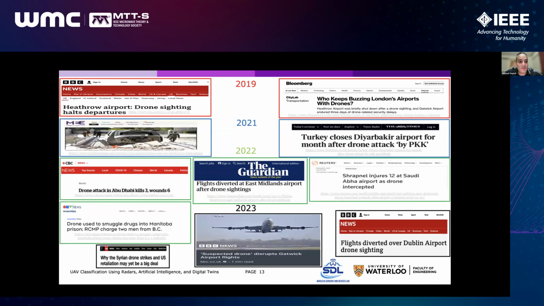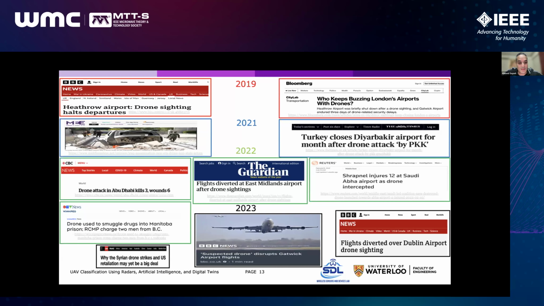In 2019, at Heathrow Airport, after a drone sighting, flights were delayed. In 2021, a terrorist organization tried to assassinate the Iraqi Prime Minister using drones. Another organization attacked an airport in Turkey and caused the whole airport to be closed for a whole month. In 2022, another drone attack in Abu Dhabi killed some people and wounded around 6 people. Another attack at a Saudi Arabia airport injured 12 people. Again in the UK, East Midlands Airport flights were delayed after a drone sighting.